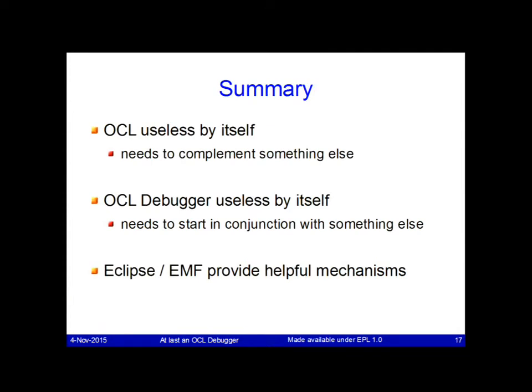So in summary, we have the problem that OCL is useless by itself. It has to complement something else, and that makes it a bit hard to get the debugger working. By using some nice capabilities of Eclipse and EMF, we're able to latch on via the selection to get at the resource set and basically add value so that OCL is able to work with pretty much arbitrary modeling tools. Thank you. Any questions?